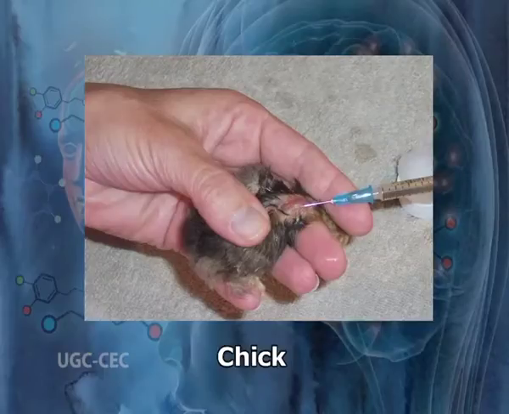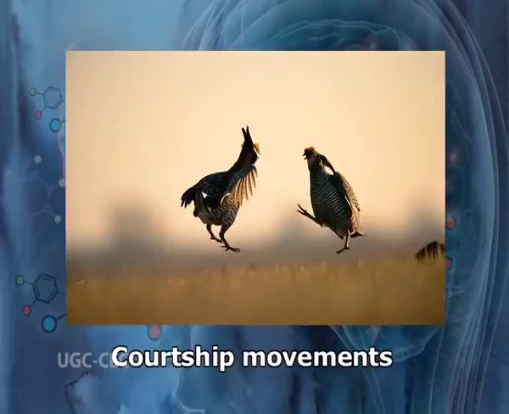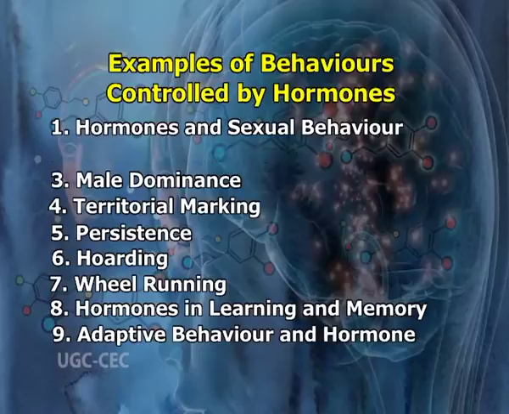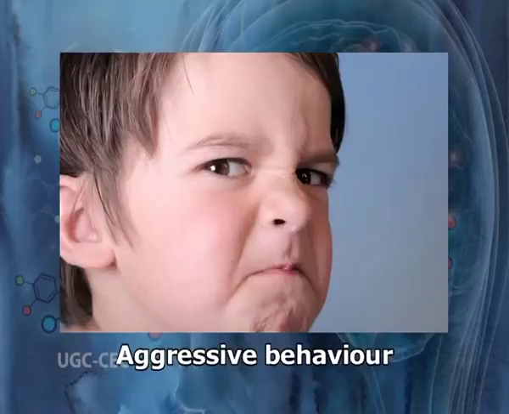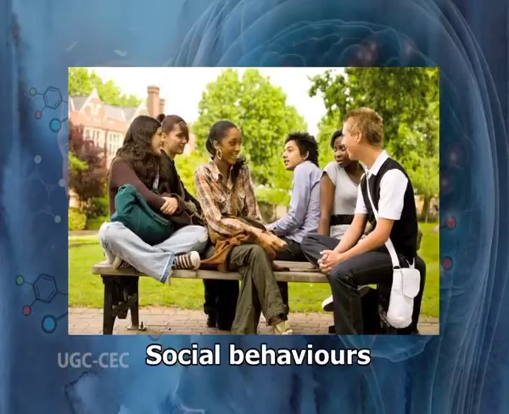If a chick is treated with testosterone, it starts exhibiting courtship movements. A number of vertebrate females, when treated with androgens, are found to perform male sexual behavior. Number 2, aggressive behavior. Aggressive behavior and also other social behaviors are influenced by a variety of hormones.